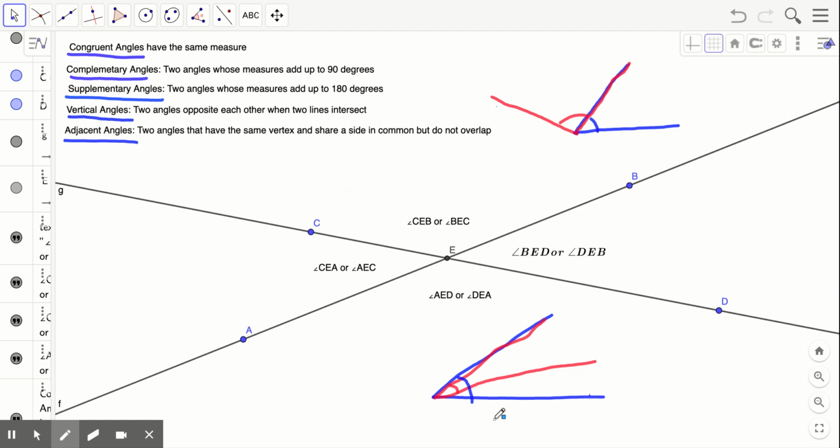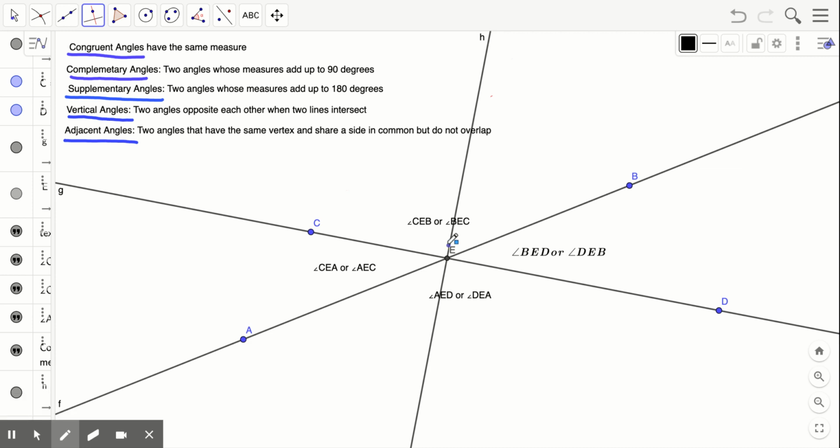Those are not adjacent angles. Adjacent angles do not overlap. They have to share a side, and one has to go off in one direction and the other one goes off in the other direction. And they have that vertex in common right there at the center. Those are called adjacent angles. I hope I didn't say vertical, but those are adjacent angles.